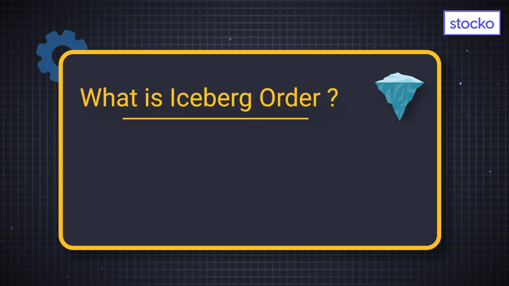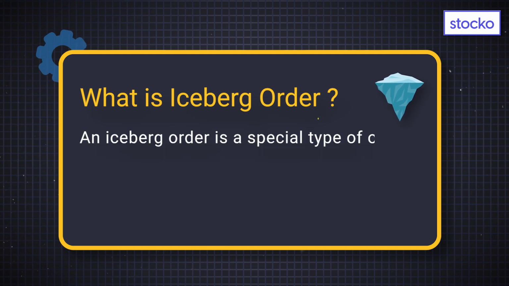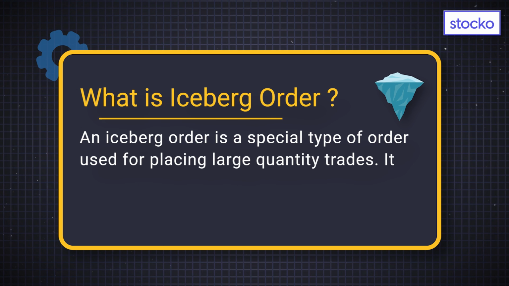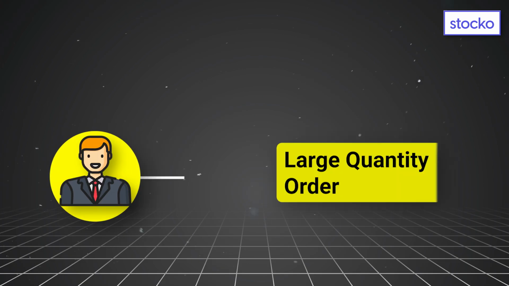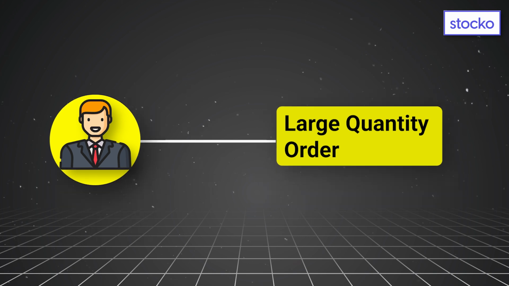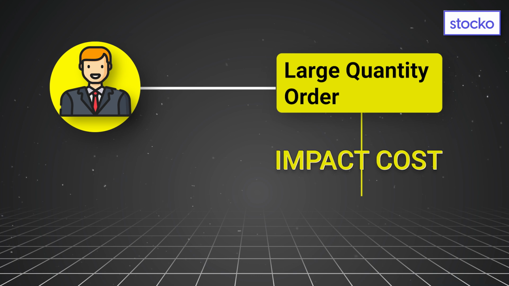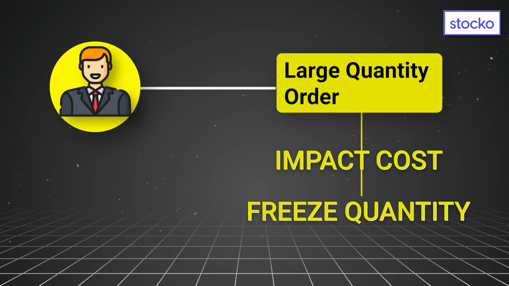So, what is iceberg order? In simple terms, iceberg order is a special kind of order which is used while placing large quantity orders. It breaks down your large quantity order into small quantities, which are also called lags. When the first lag is executed, only after that the second one will be sent to the exchange for execution. Usually when traders place large quantity orders, they face mainly two problems. First is impact cost and the second one is freeze quantity.